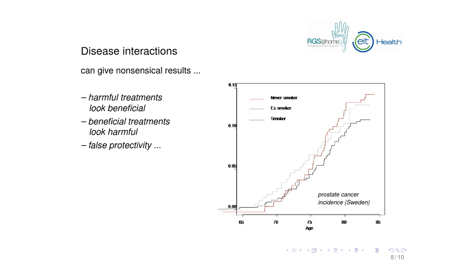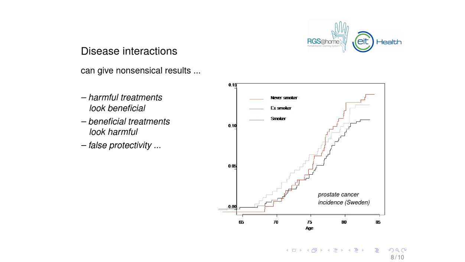Again, these are real medical data. This is about the incidence of prostate cancer in Sweden. So we see here, plotted as a function of age, the incidence of prostate cancer for men that have never smoked in red, the red curve, the black curve refers to men that are still smoking, and the grey curve refers to men that have smoked in the past but that have at some point stopped smoking.